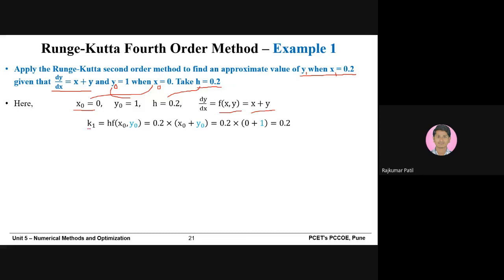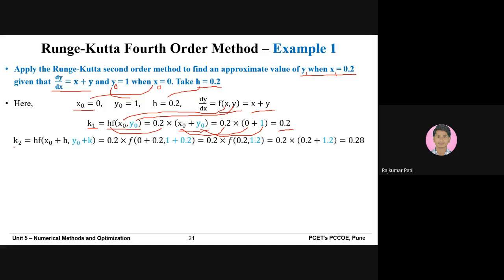Then calculate k1, and the formula is h into f of x naught, y naught. So just replace x by x naught and y by y naught in this equation. And h is given to you, 0.2. So 0.2 into x naught plus y naught. Put the values of x naught and y naught, and simplify the equation. You will get k1 as 0.2.